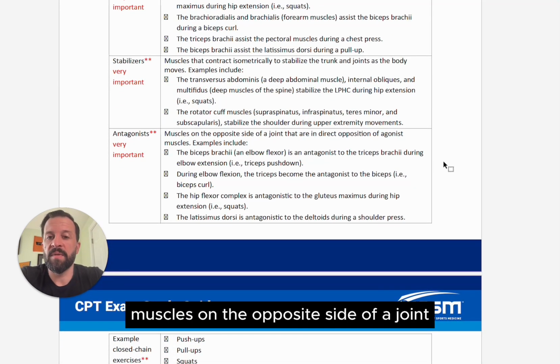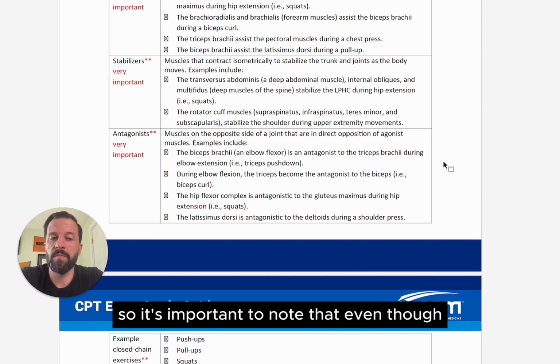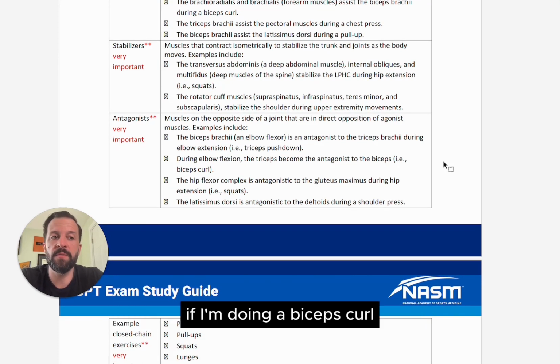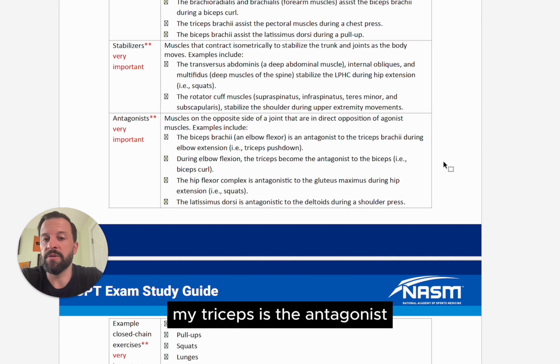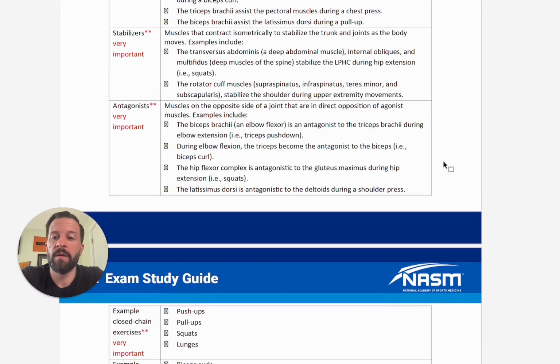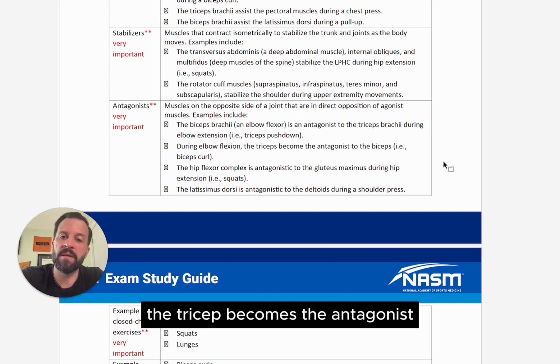Antagonists, muscles on the opposite side of a joint that are in direct opposition of agonist muscles. So it's important to note that even though if I'm doing a biceps curl, my triceps is the antagonist, it still is playing a role in that movement. Oppositely, if I'm doing a triceps extension, the biceps becomes the antagonist.